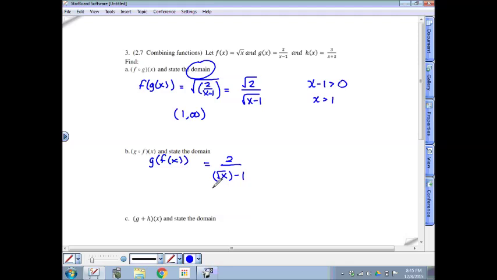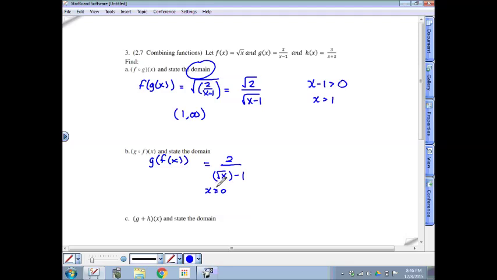Now for the domain, again, we have a couple of things to worry about. This piece of the function's in the denominator, so we don't want it to equal 0. But also x is inside of a square root, so we don't want x to be anything that's negative. So for just this piece right here, we would say that x has to be greater than or equal to 0. However, we still have to consider this minus 1.